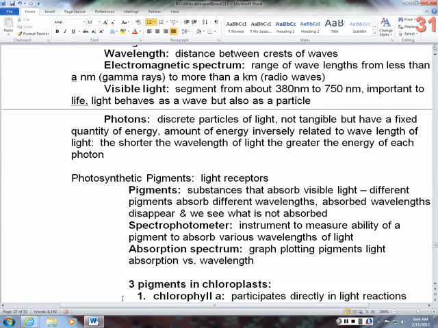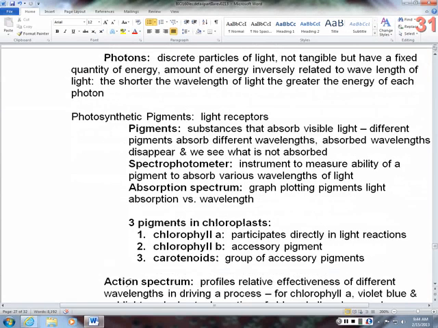And there are 3 pigments that we have in the chloroplasts. So chlorophyll A, chlorophyll B, and the carotenoids. Chlorophyll A is going to participate directly in the light reactions. Chlorophyll B is an accessory pigment. It helps to extend the wavelength of light that you can absorb. So by having chlorophyll B in there, you're able to absorb more energy from the sun rather than just in a narrow wavelength. And then the carotenoids are also a group of accessory pigments. They tend to be orangish red in color.